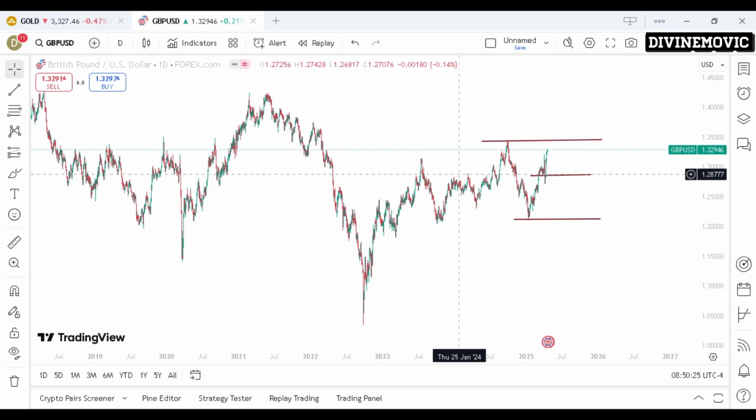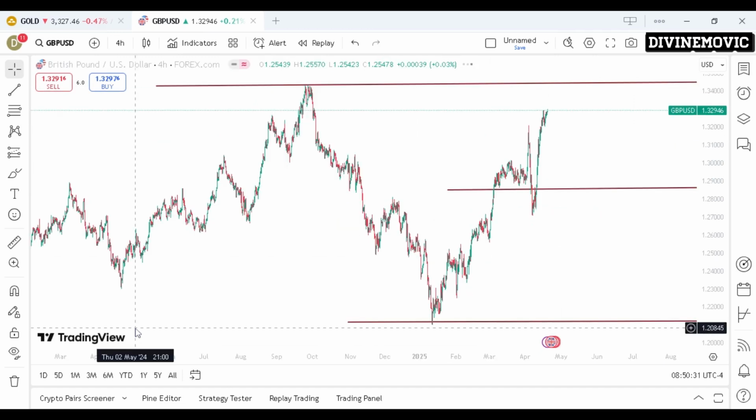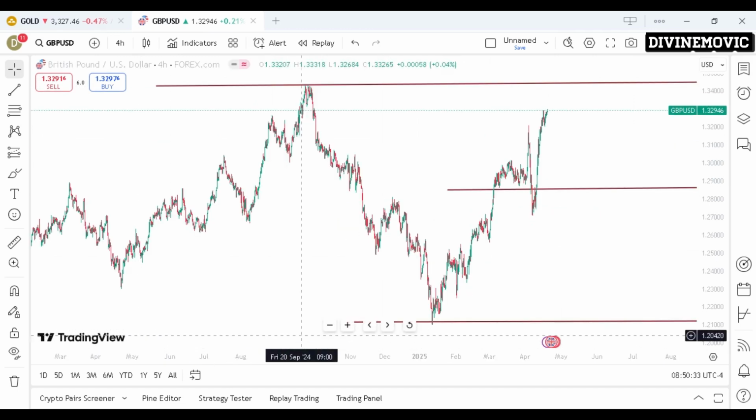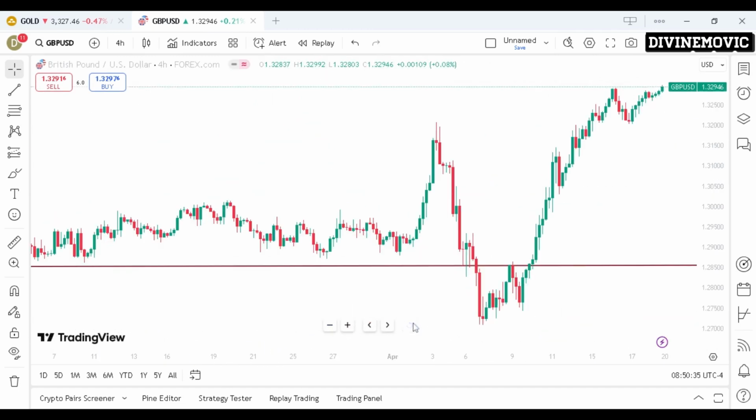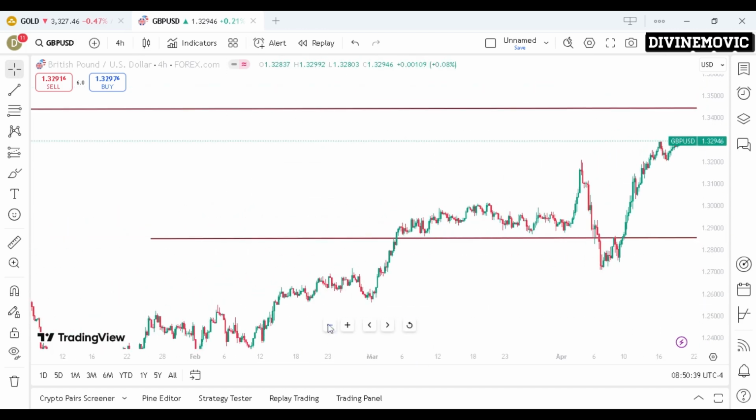Now, in this case, we want to simply go to the 4 hours time frame and use these key levels to understand the market structure that price is creating. Let me zoom in properly so I can see the candles very well and be able to identify the market structure.